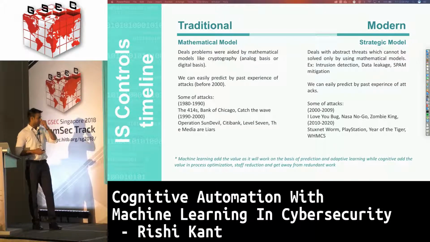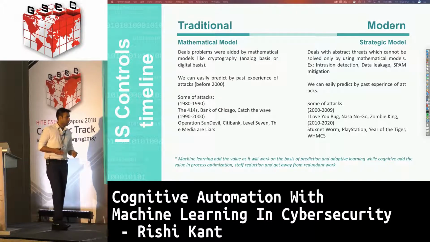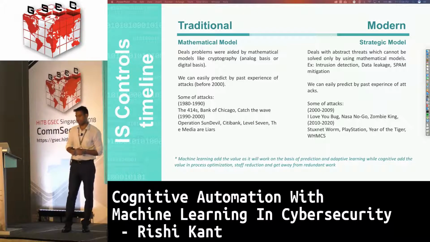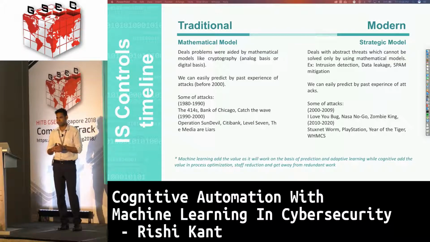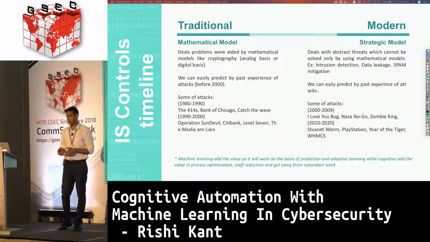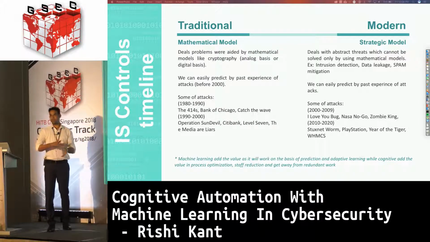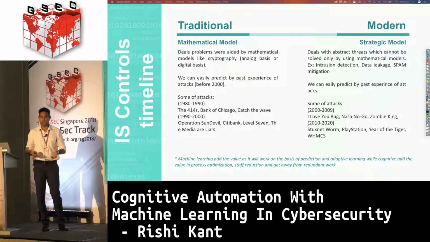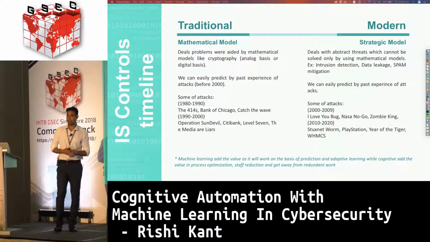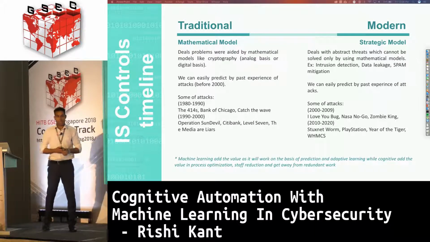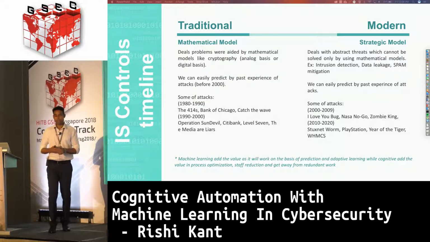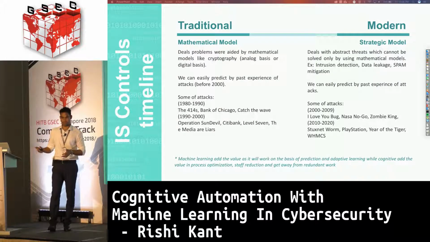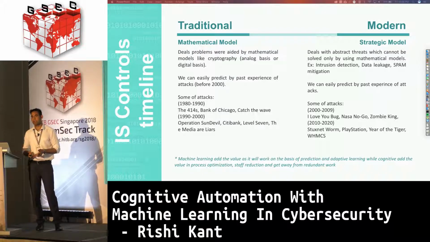Machine learning can add value by working on the basis of predictive analysis. If an event already happened and my firewall was bypassed, it will learn from that and add a rule, so next time it is not going to happen. Machine learning can learn from itself, basically adaptive learning. It adds value in these scenarios because it's not only about cryptography. Cognitive automation helps in process optimization, fewer errors because it's automated, and staff reduction, which reduces the cost for a company and gets away from redundant work.